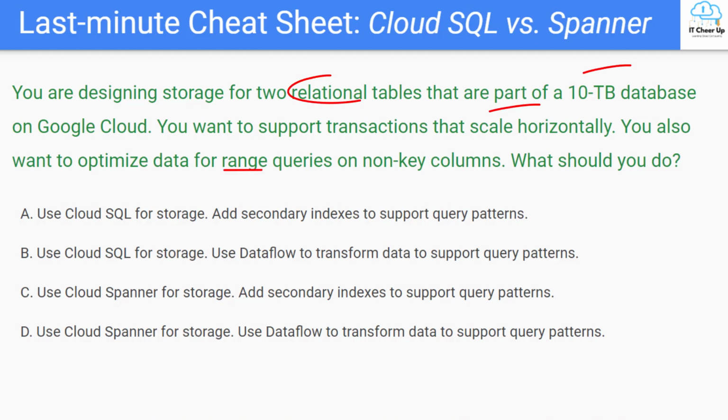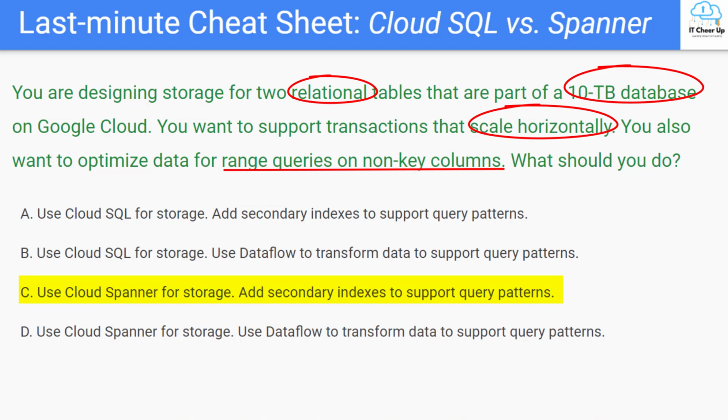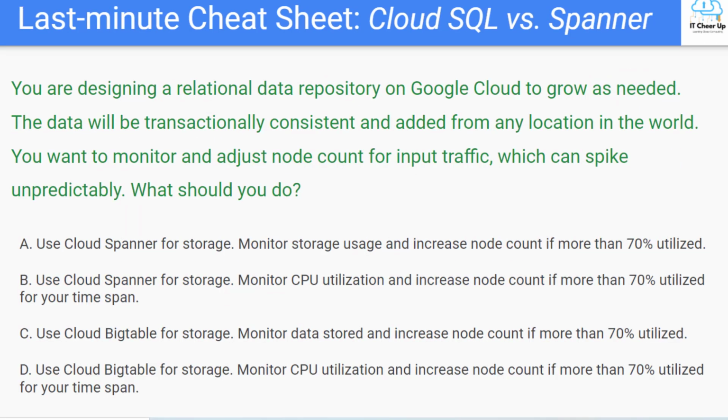Ready? I highlight the keywords of this question. If it's just a 10 terabytes database, then Cloud SQL should be okay. But it requires scaling horizontally, so it should use Cloud Spanner. Adding a secondary index on the long key column makes it more efficient to look up data in that column. So the answer is C. Now let's take a look at another one.